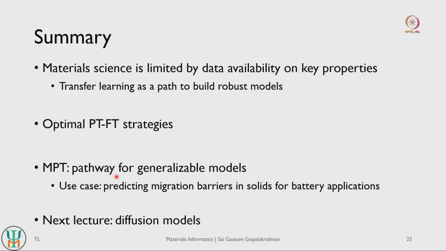They perform really well on out of domain data sets, and we also looked at a practical use case where you can use these MPT models, introduce some small modifications in their architecture, and use them for a practical task of predicting migration barriers in battery materials, which can lead to rate performance improvements in practical lithium-ion batteries and other battery technologies. So with that, we come to an end on our discussion of transfer learning. In our next lecture, we will look at diffusion models, which can be used for generating structures for a given property. So they can be used for inverse design approaches towards designing and discovering materials for different applications.